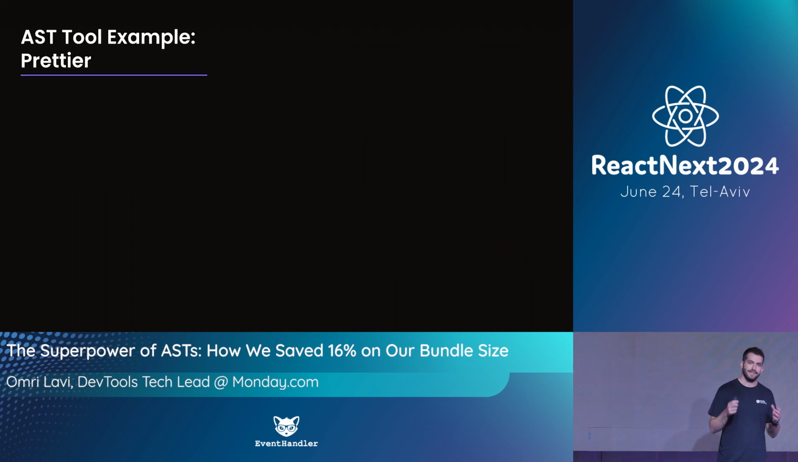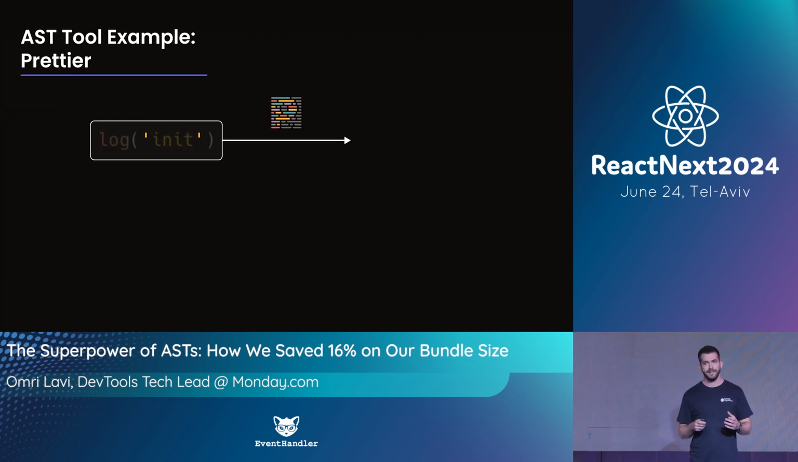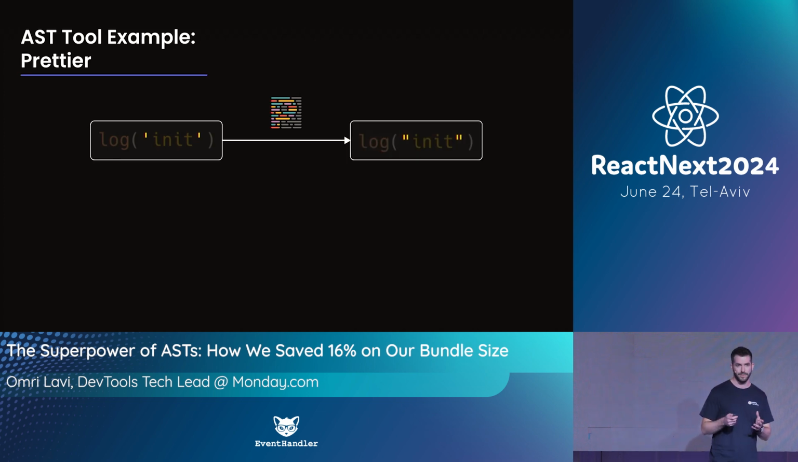And the best way to understand how they use it is by an example. So let's see, for example, how Prettier works. Prettier knows how to take this piece of code. Notice that it has single quotes. And when you save the file, Prettier runs on it and changes it to be like this. And notice that it has double quotes.